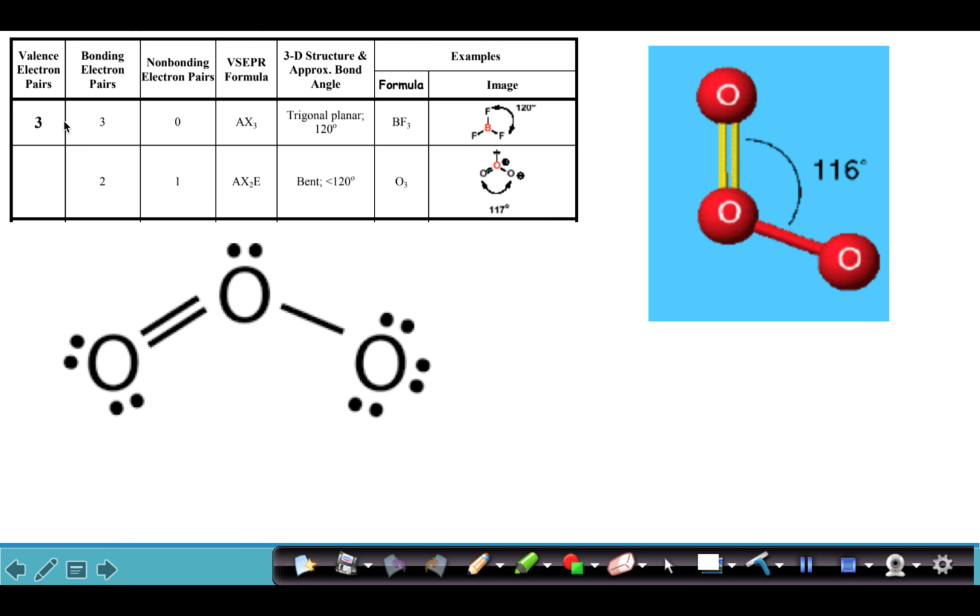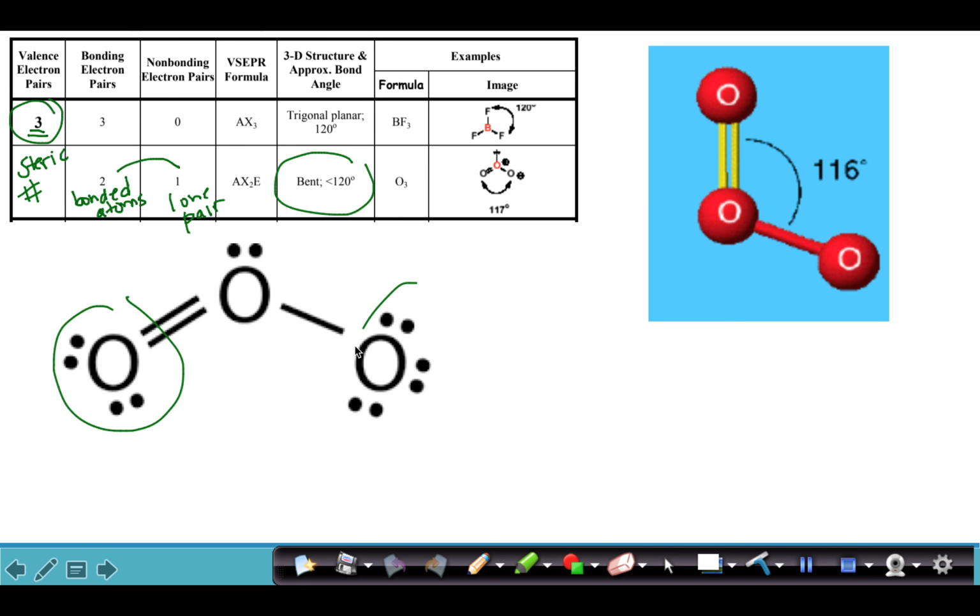But if we look under 3 valence pairs, we also have a possibility of having 2 bonded atoms and 1 lone pair, which the number of pairs of electrons still adds up to 3. So this big number here is our steric number. The electrons are still trigonal planar. But the molecule now, instead of being trigonal planar, the molecule is now called bent.